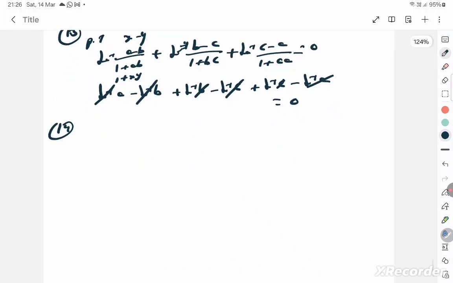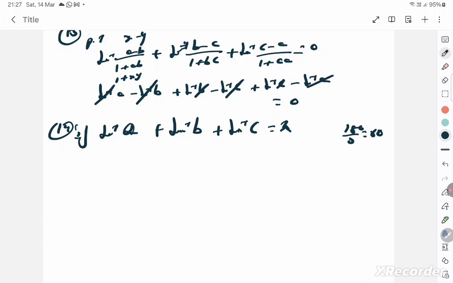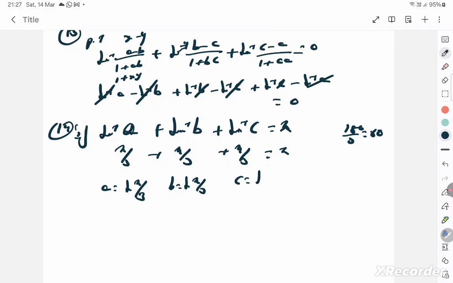Let's go to 14th question, where if tan inverse of a plus tan inverse of b plus tan inverse of c is equal to pi, you know 180 by 3 is 60 degree. So every angle can be 60 degree. So it's pi by 3 plus pi by 3 plus pi by 3 would make it pi. So what is a? Tan pi by 3. What is b? Is tan pi by 3. What is c? Is also tan pi by 3. What is the value of tan 60? Is root 3 by 2. Root 3 by 2, root 3 by 2. Now you got what is your A, B and C.